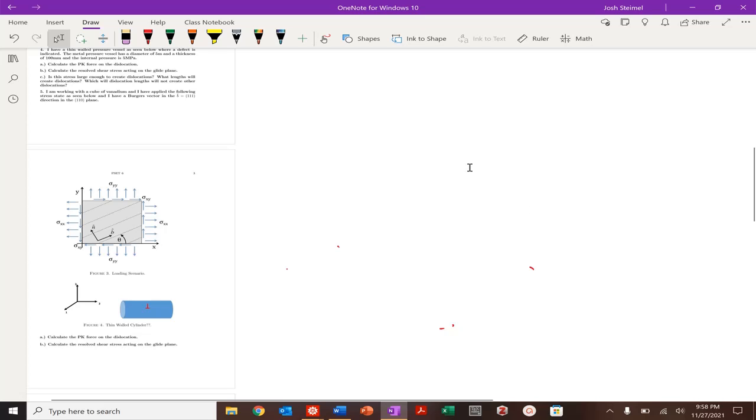So if we remember, our peak collar force, PK, is equal to our stress dot our Burgers vector cross with our tangent vector. And then our resolved shear stress, on the other hand, we're going to need to know what is our normal vector and what is our Burgers vector.